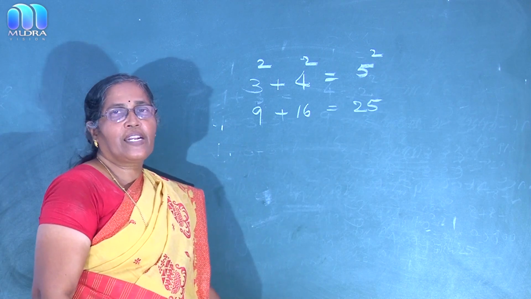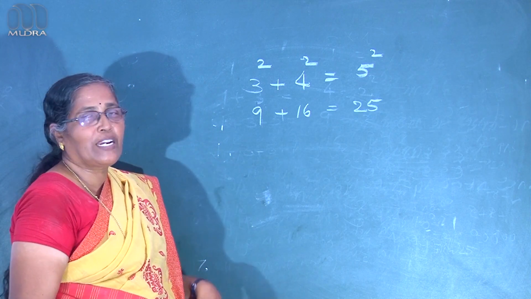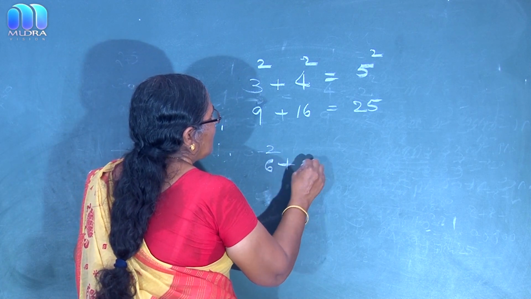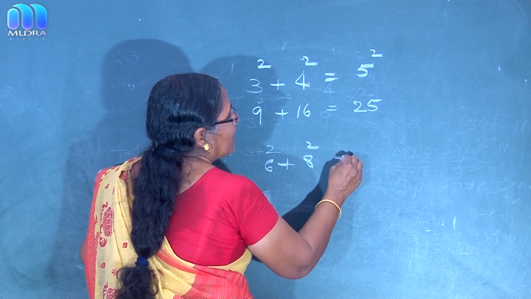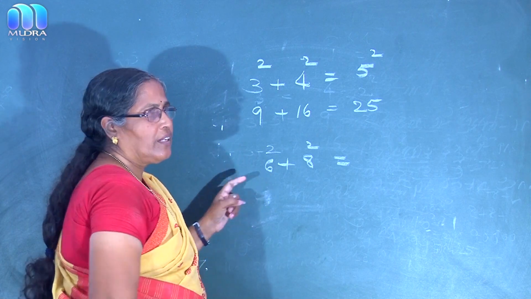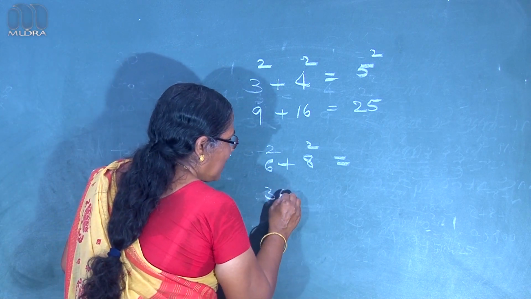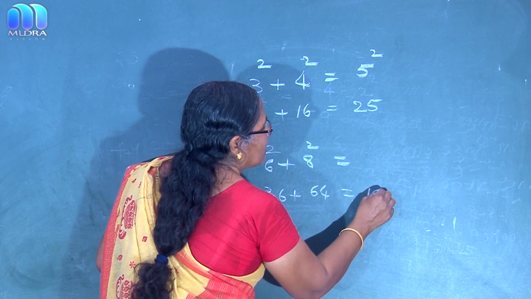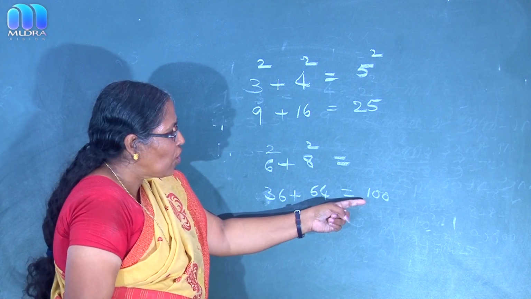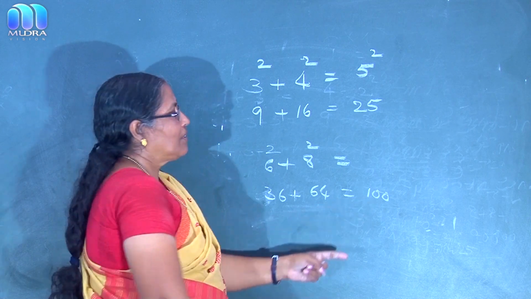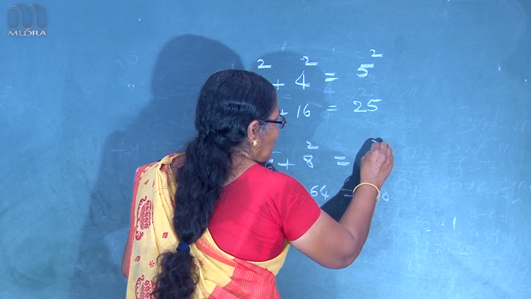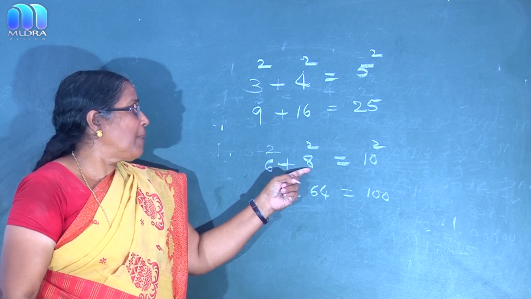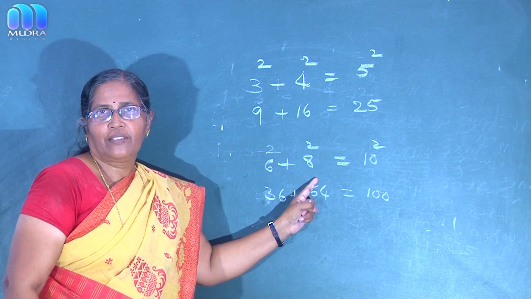Can you say another example for this from the table? Yes, 6 square plus 8 square is equal to, what is 6 square? 36 plus 8 square, 64, is equal to 100. We know that 100 is the square of 10. So this is another Pythagorean triplet. Can you find Pythagorean triplets from this?